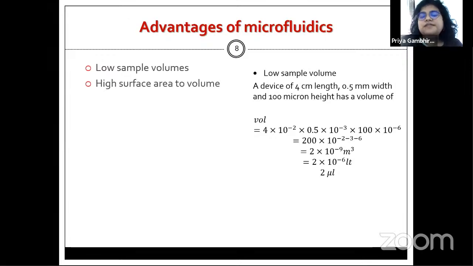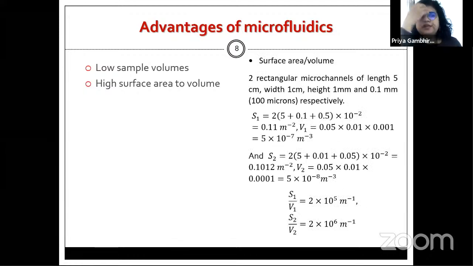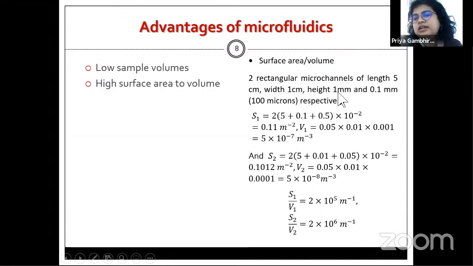Then you have a very high surface area to volume ratio. This is very important again when you're studying biological fluids, because most biological reactions occur when they are in contact with certain substrates. So it's always good to have as large a surface area as possible. Here I have two rectangular macro channels, and only one of them has a height of 100 microns. The other has a height of 1 mm. The length and width are the same for both channels.